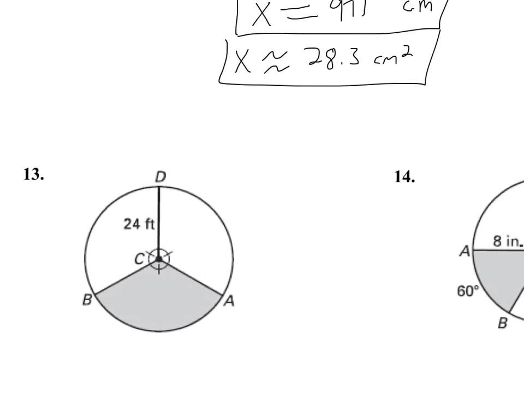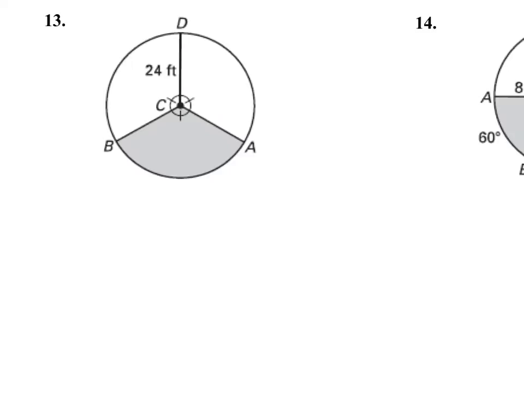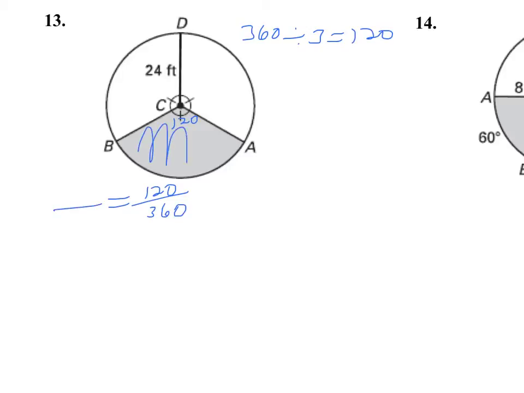On to number 13. Okay, we got to figure out what's going on with this one. Look at these little symbols in here. You might be able to realize that that means that all three of these angles in here are the same. So if you take 360, because we know they all add up to 360, divided by 3, you get 120. So all of these angles are 120. So when I set up my equation, one side of it is going to say 120 over 360. On the other side is this sector area, which I don't know, divided by the whole circle area, which is pi r squared. And look, they're giving us the radius of 24, so pi 24 squared.